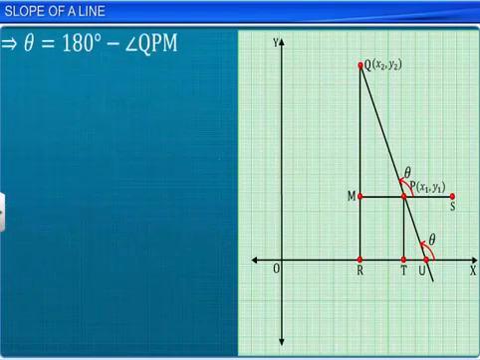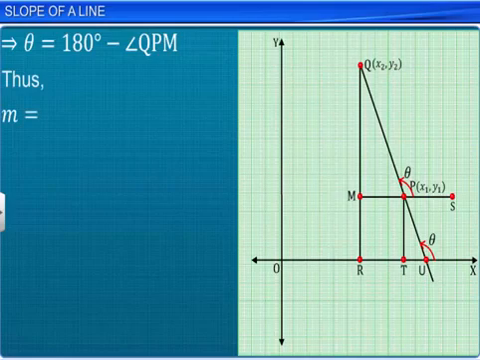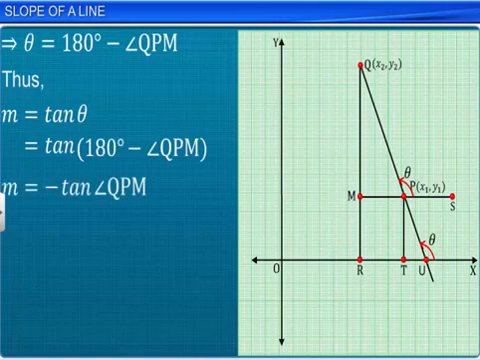Thus we get slope m of the line is equal to tan theta, which is equal to minus tan of angle QPM. Let this be equation 1.